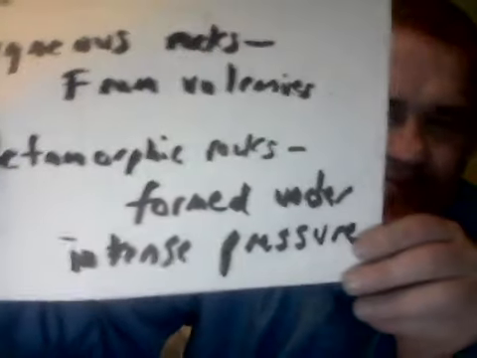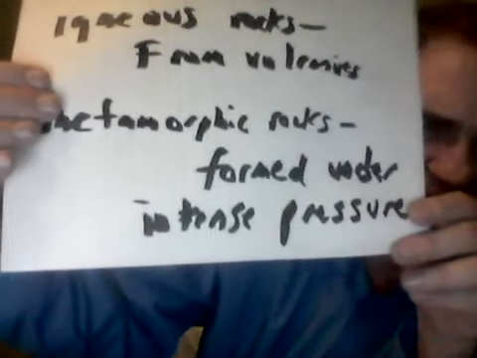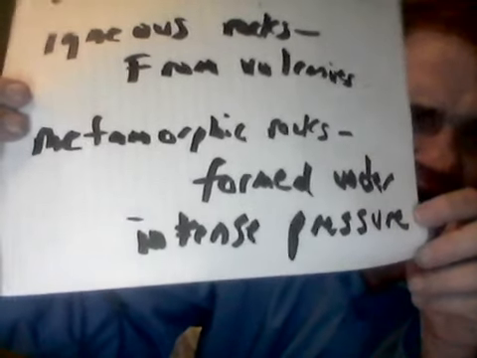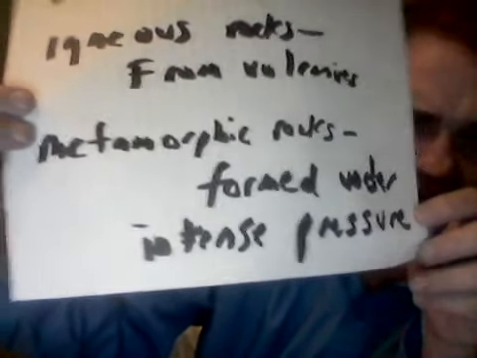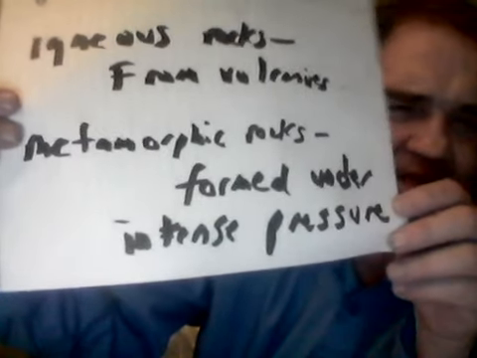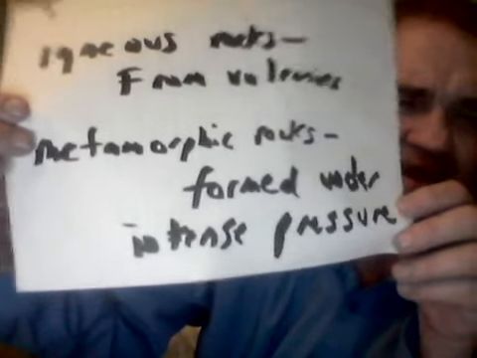There's that rock in that volcano. That's igneous rock. But here's another type of rock that's really important, and that is metamorphic rocks. What are metamorphic rocks? They're formed under intense pressure. Anywhere there's intense heat and intense pressure, like a volcano, that's where you have a metamorphic rock.